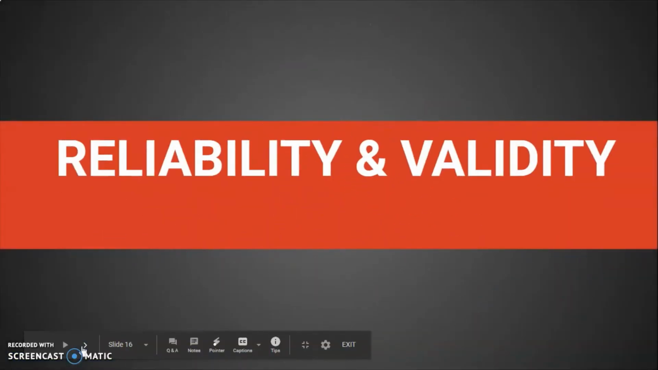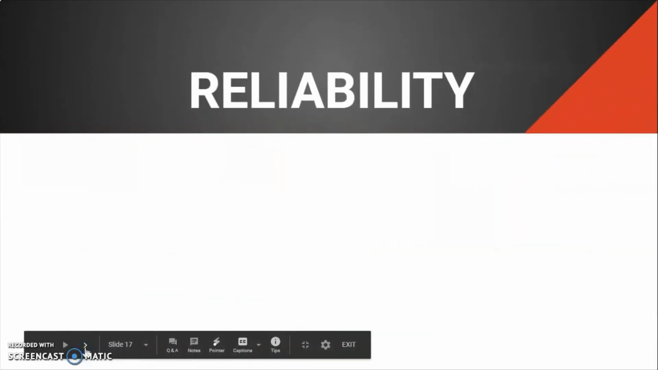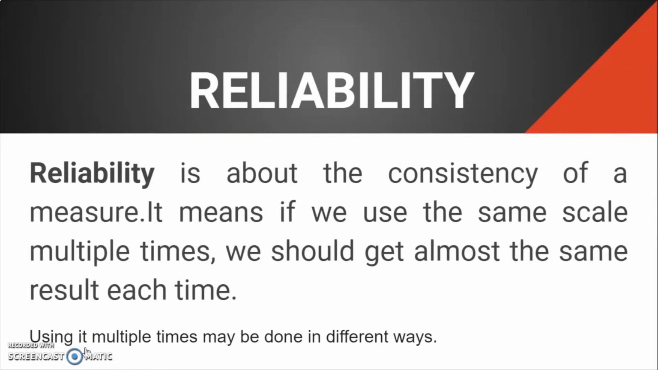And now we will move on to the reliability and the validity of tools. Till now we have talked about the measurement scales, and now we are moving on to the reliability and validity of the tools. First of all, we will see what reliability is. Reliability is about the consistency of a measure. It means if we use the same scale multiple times, we should get almost the same result each time.